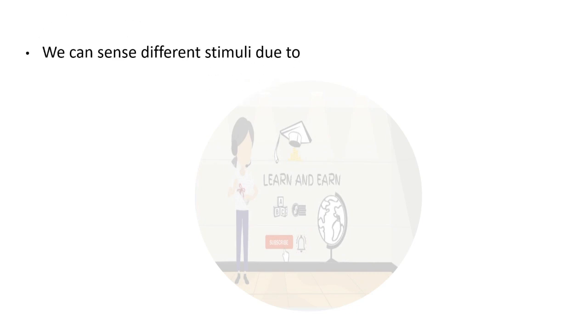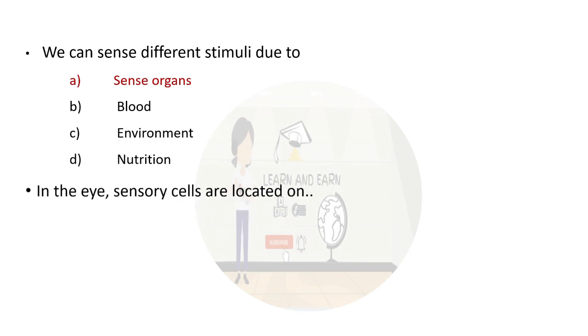We can sense different stimuli due to sensory organs, blood, environment, nutrition. The right answer is sense organs. In the eye, sensory cells are located on option A, choroid, option B, sclera, option C, iris, option D, retina. The right answer is retina.